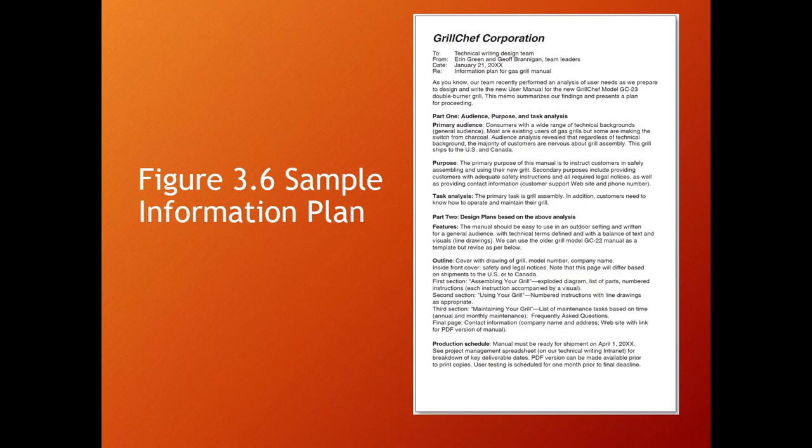There's a sample information plan for the Grill Chef Corporation. As you can see, there's a primary audience. There's some audience analysis in there. The purpose is laid out. There's a task analysis, which we saw in previous slides. And then part 2, there's design plans based on the above analysis. In other words, how are we going to do this based on who we think our audience is and what our purpose is. And then, of course, on the bottom, there's the production schedule.